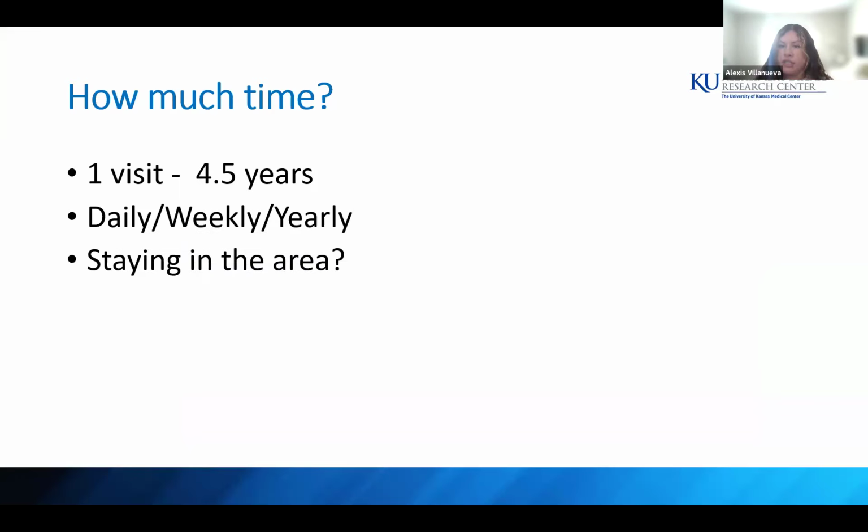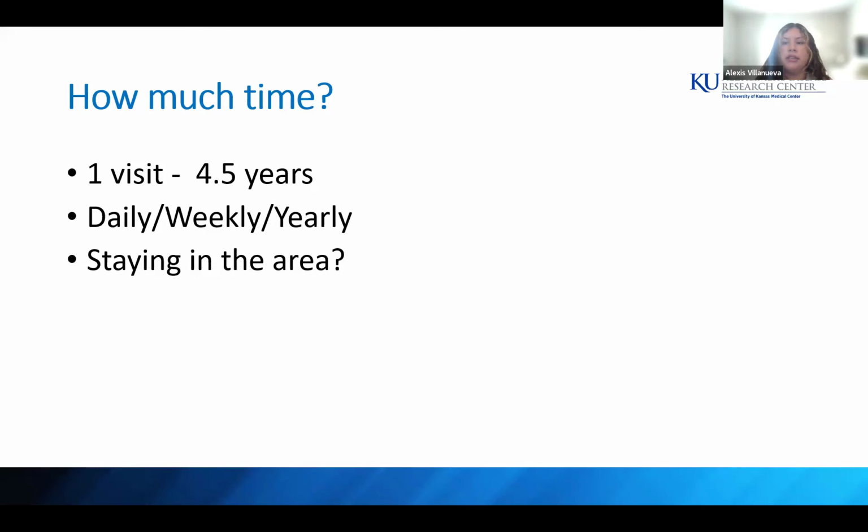And then how much time can you commit to a study? If you're just starting off and you want to dip your toes in the water with research, we have studies that are only one visit long, ranging to studies that can be up to 4.5 years long. Another thing that we have to think about is how often can you come into our center? So we have studies that are more demanding and you have to meet more often, daily, weekly, and then we have some that are yearly, which tend to be our observational studies.